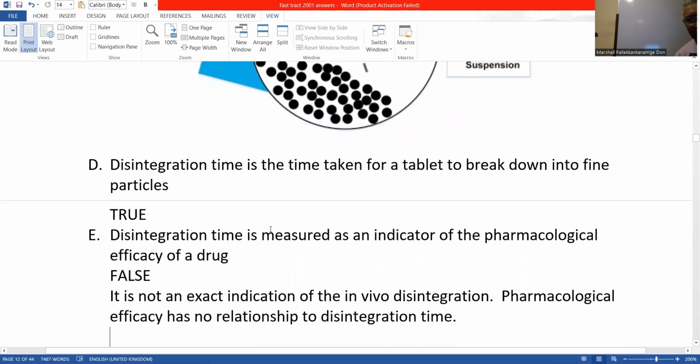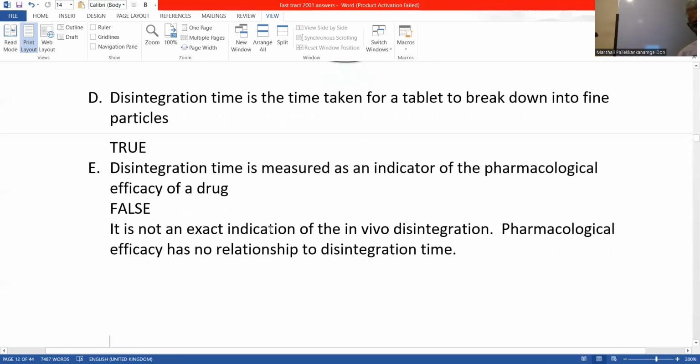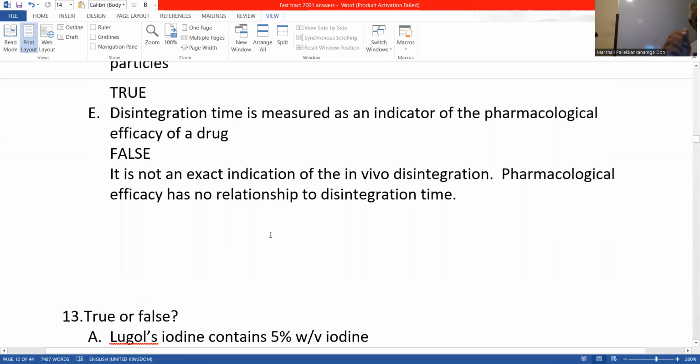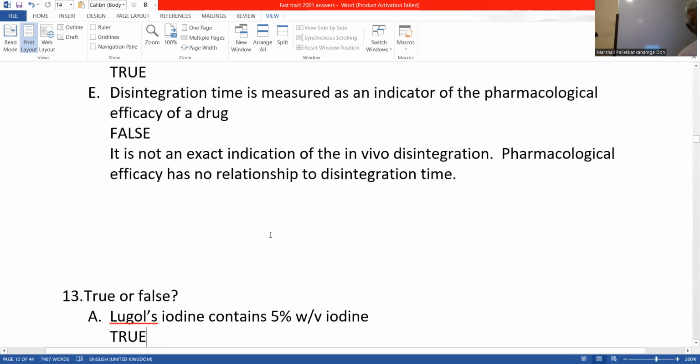D, disintegration time is the time taken for a tablet to break down into fine particles. That is true. Everybody knows that. E, disintegration time is measured as an indicator of pharmacological efficacy. No, pharmacological efficacy is something else. This is false.